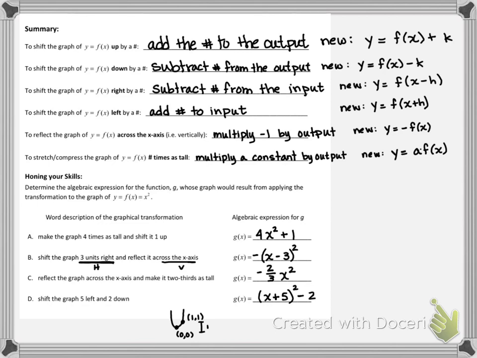So inside those parentheses, acting on our input, that's going to shift it to the left 5. And outside the parentheses, that's going to make it go down 2. Notice that the operation that we use for horizontal transformations is the opposite of the direction it's going, as opposed to vertical, it's the direction we think it should go.